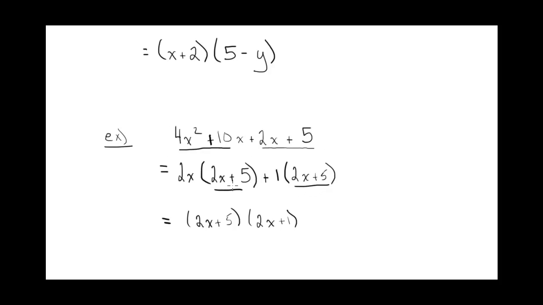And notice that in both these examples we had these common binomial factors. If you don't have that, then you would just not factor. You can't factor. So you only group if you end up getting something where you have common binomial factors. Otherwise you would just say you can't factor.